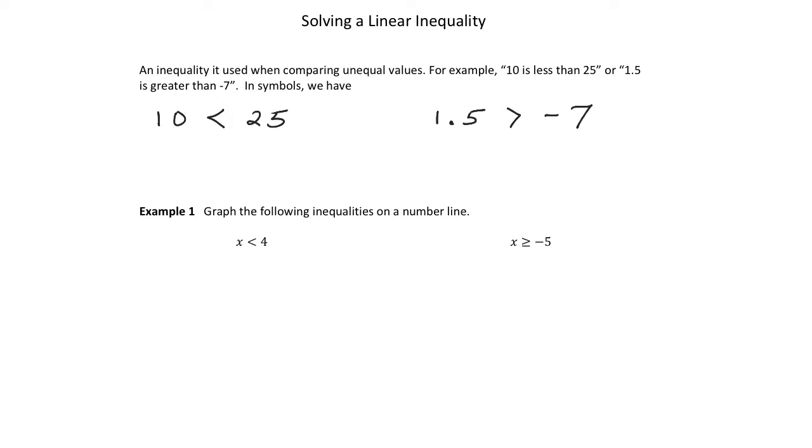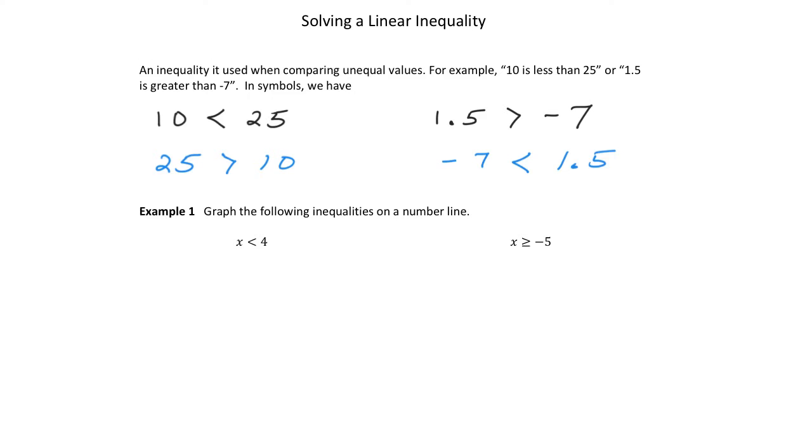Now, you can always rewrite these and put 25 on one side, 10 on the other, and we're saying the same thing if you state 25 is greater than 10. Likewise, if we have -7 and 1.5, we could use less than to say -7 is less than 1.5.